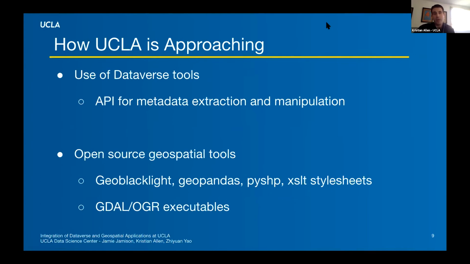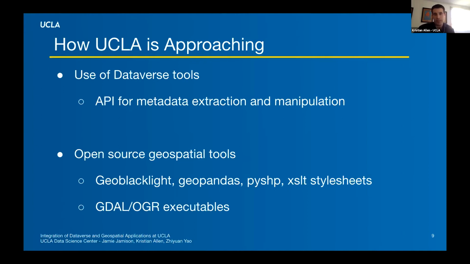And so we're making heavy use of the Dataverse API to extract metadata, and also using it for listening to know when new material gets added. And as others have mentioned, we're very interested in using open source geospatial tools. So we've heavily used Geo Blacklight, GeoPandas, PyShape, a variety of other Python modules, and some XSLT transforms to change between some of the metadata formats that they've already mentioned.